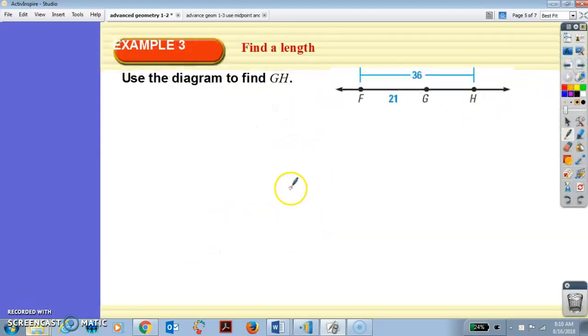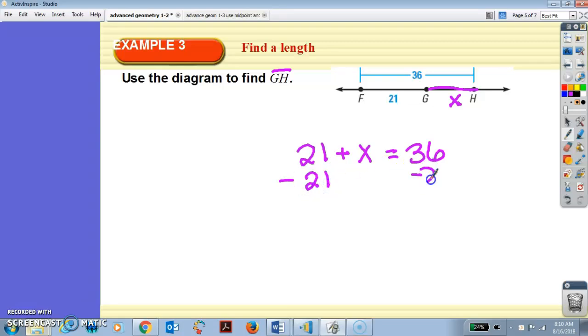Use the diagram to find segment GH. So this is segment addition postulate, right? This segment plus this segment, we'll call it X, equals the whole segment. 21 plus what equals the whole. One-step equation, get rid of whatever's on the same side of the variable that's not attached to it using opposite operations. 36 minus 21? 15?